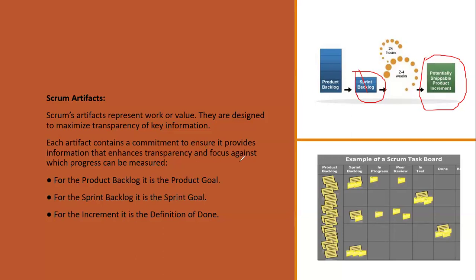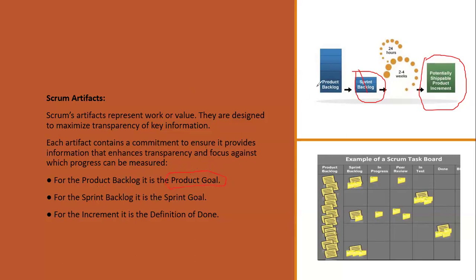So that's the Scrum artifacts. Now, these artifacts have commitments. Every artifact has a commitment, right? So for the product backlog, what is the commitment? The commitment for the product backlog is the product goal, right?